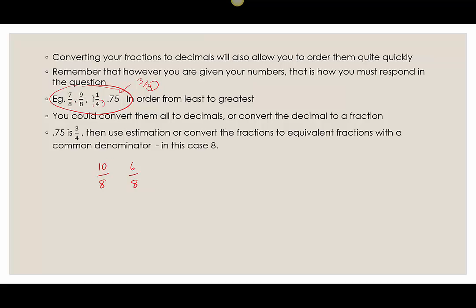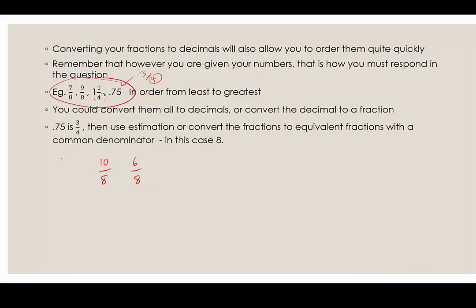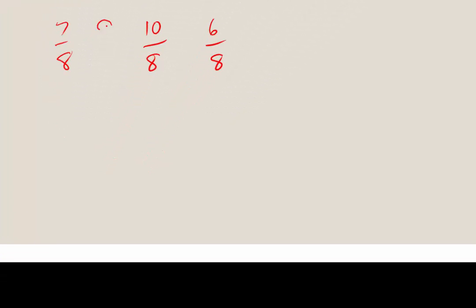So 4 times 1 is 4, plus 1 is 5, so 5/4. 4 times 2 is 8, 5 times 2 is 10. Okay, so then we have 7/8, 9/8, 10/8, and 6/8. So this 6/8 would go here, right? So we go 6, 7, 9, 10.